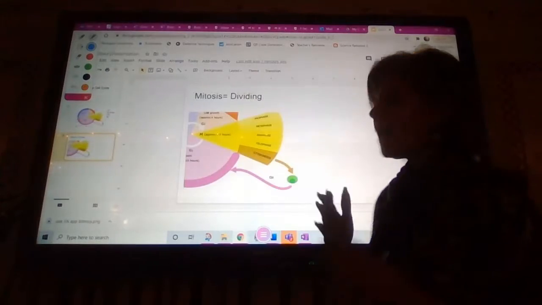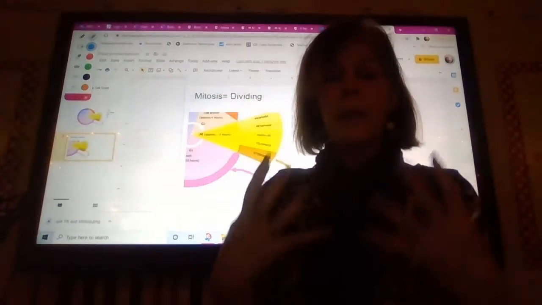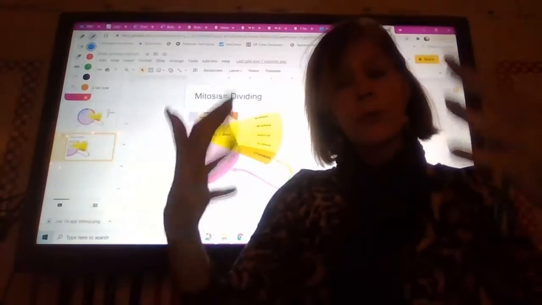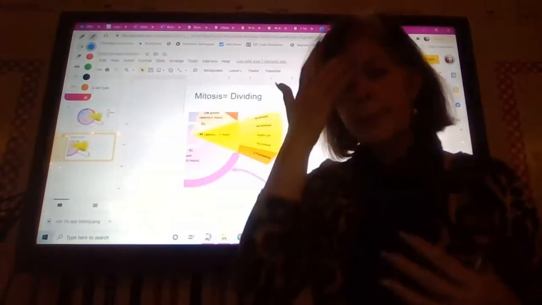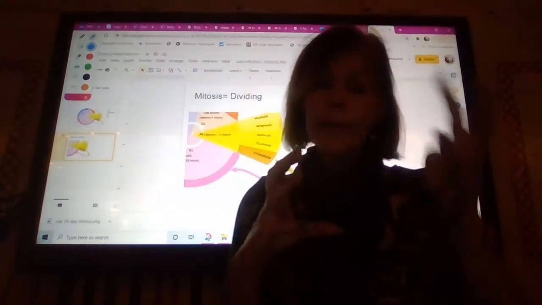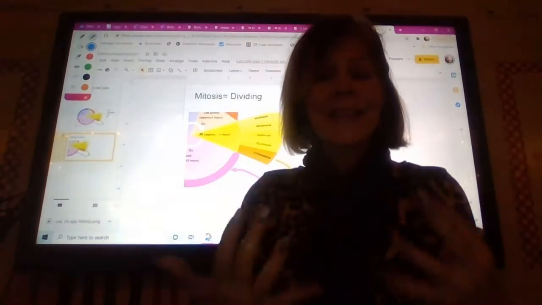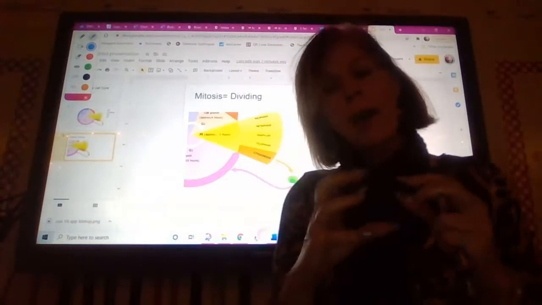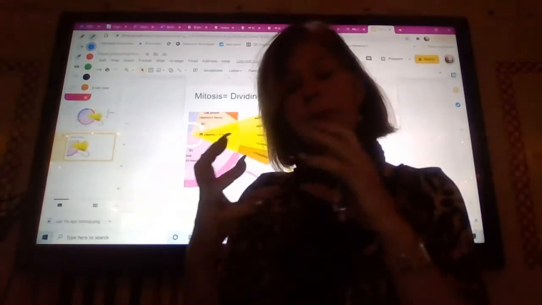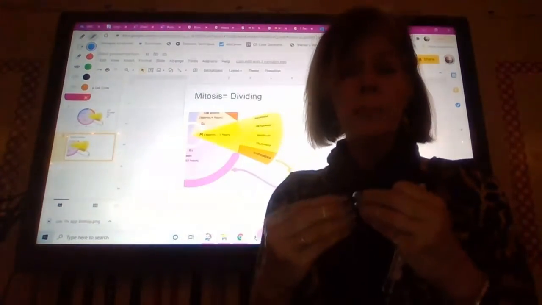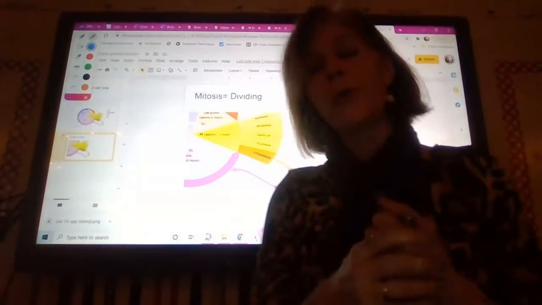Okay. So mitosis is dividing. It's making a new cell and it goes through certain steps. In a normal cell, a cell in interphase, you can't see the chromosomes. It's not until it's getting ready to divide in mitosis that they actually become visible under a microscope.